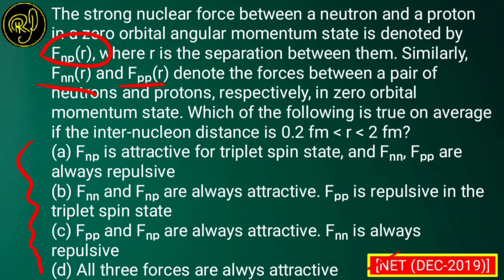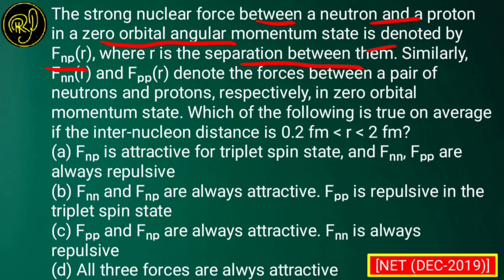Okay, let us deeply analyze this question. Let us read it. The question says the strong nuclear force between a neutron and a proton in a zero orbital angular momentum state is denoted as Fnp, which is a function of r, and here r is the separation between them.